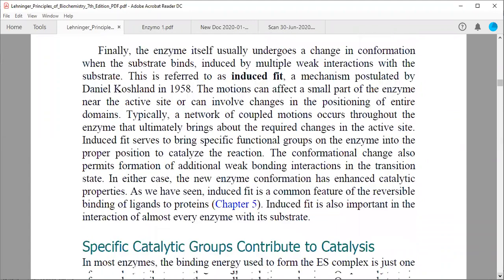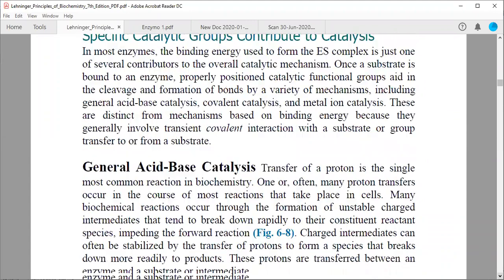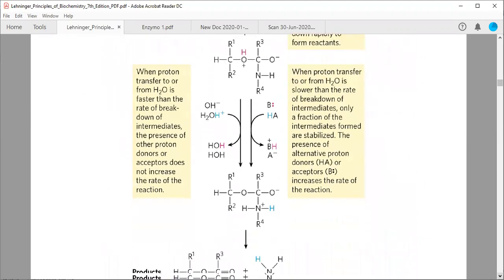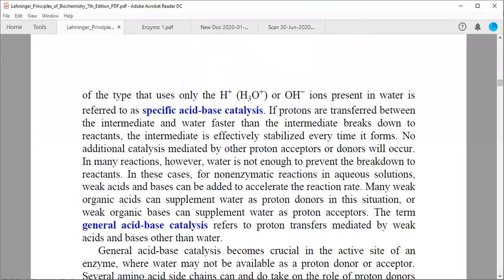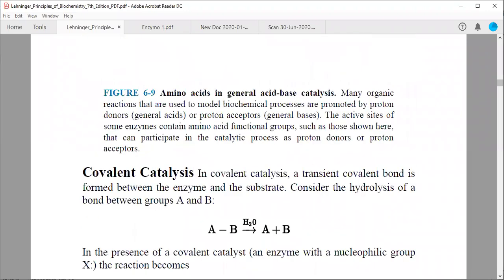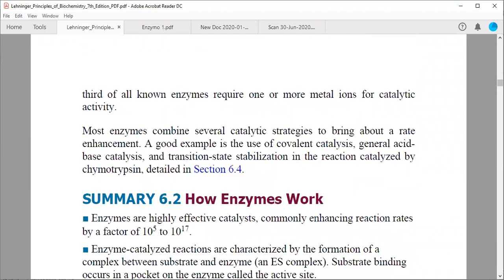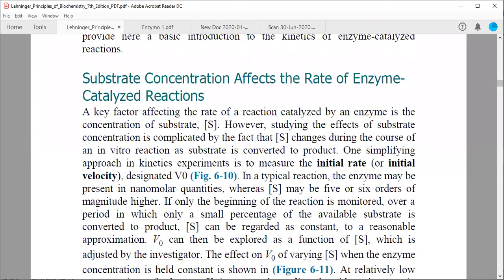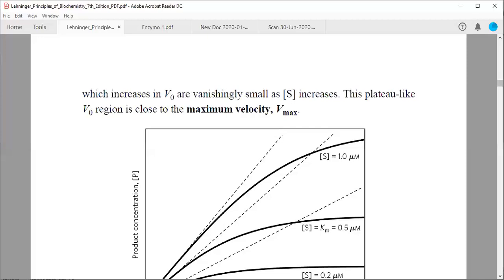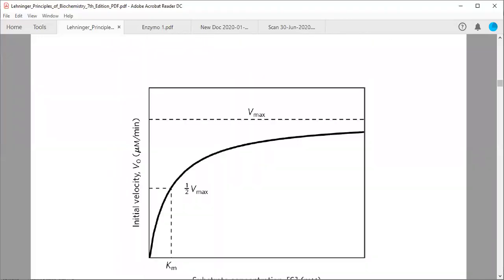So actually, I'm searching for the second table, which is showing some kcat values. So we will discuss all these metal catalyzed reactions, acid catalyzed reactions, and so on.